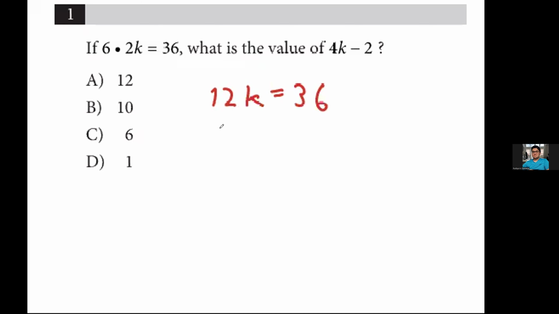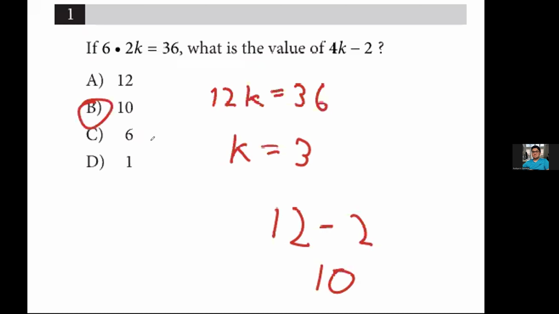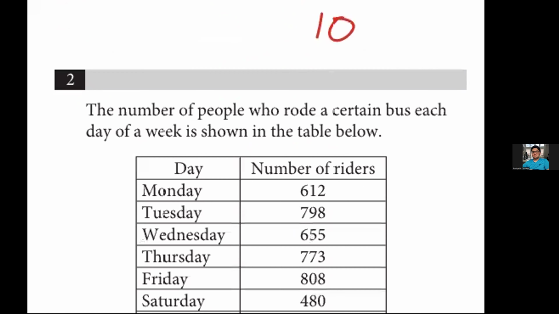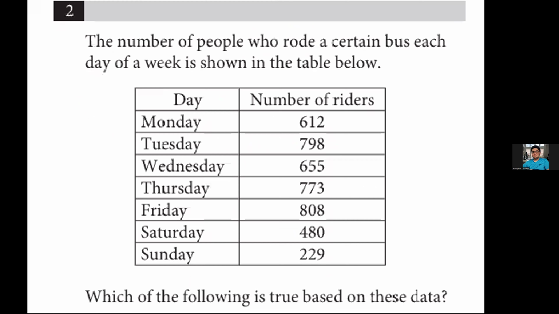So this just means that k is equal to 3, and then we just plug in. So 4 times 3 is 12, minus 2, which is equal to 10. So the correct answer is B. Question two.